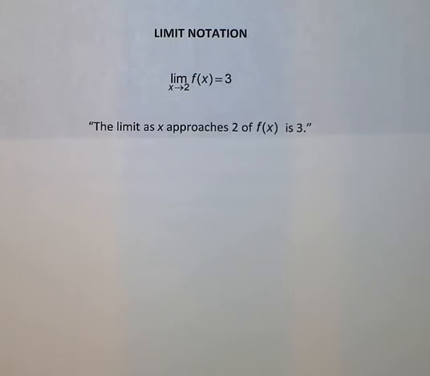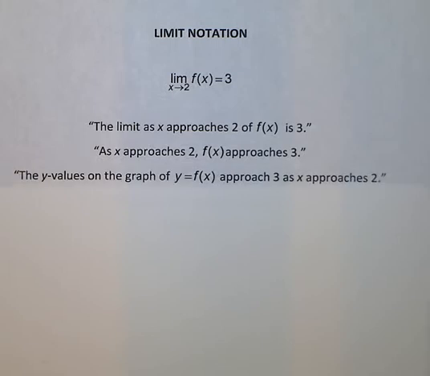Here's a limit statement that's in mathematical notation. We might interpret this in a lot of different ways in words. The limit as x approaches 2 of f of x is 3. As x approaches 2, f of x approaches 3. The y values on the graph of y equal f of x approach 3 as x approaches 2.